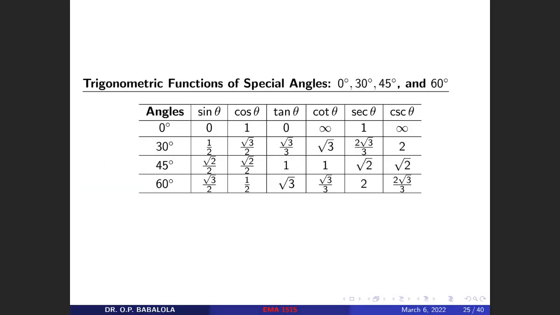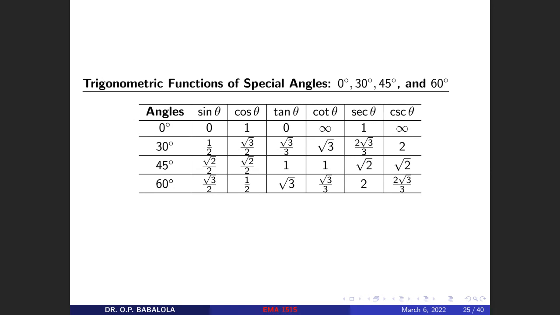Let's go to the next slide. We have discussed that before. So these are special angles now. These are the trigonometric functions of special angles. By special angles, we mean 0 degree, 30 degree, 45 degree, 60 degree, 90 degree, 180 degree, and so on. We have picked 0 to 60 degrees.